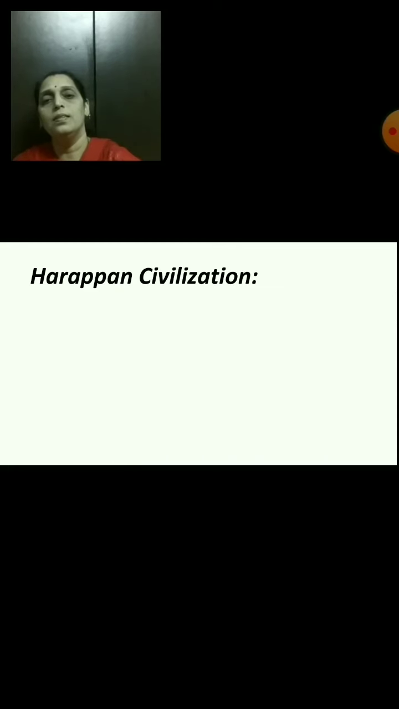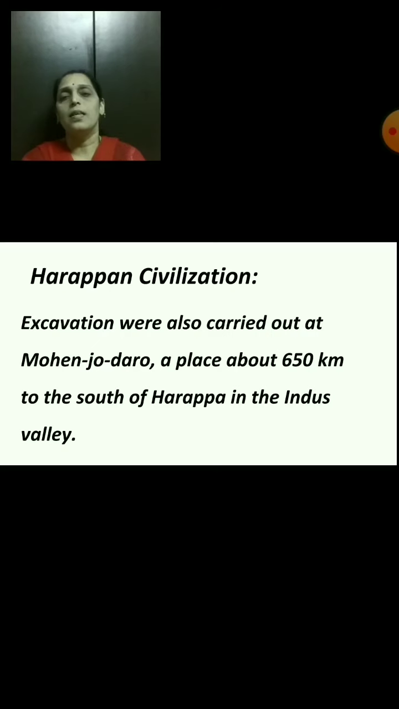Now the next point. Excavation was also carried out at Mohenjo-daro, a place about 650 kilometers to the south of Harappa in the Indus Valley. Students, now tell me, along with Harappa, where was excavation carried out? Yes, excavation was also carried out at Mohenjo-daro, a place about 650 kilometers to the south of Harappa in the Indus Valley. Very good. Now the next.